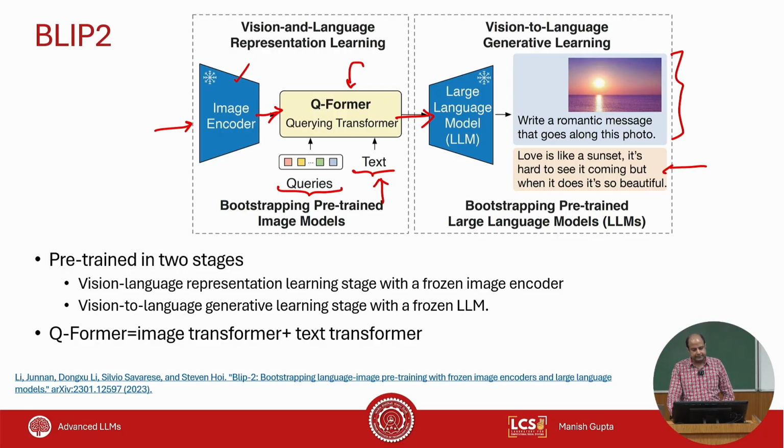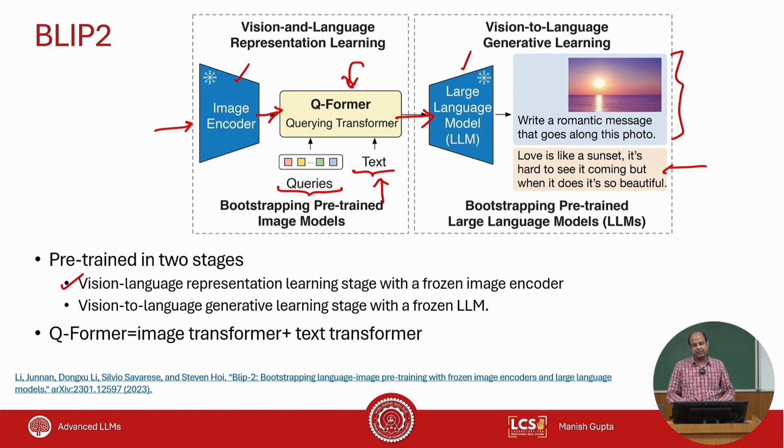They pre-train it in 2 stages. First, a vision language representation learning stage where they freeze the image encoder, and then the second one with a frozen LLM. But this will make more sense when we look at what's going on in the QFormer.